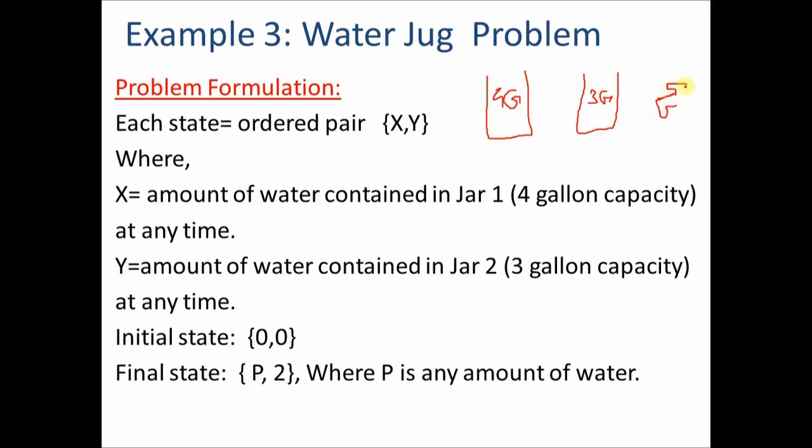Now there are different operations that you can perform. At any point of time the entire content of the 4 gallon jar or 3 gallon jar can be poured onto the ground, or the jar can be emptied. At any point of time any of these jars can be filled up to the rim. Or if required, you can transfer some amount of water from the 4 gallon jar to the 3 gallon jar and vice versa.